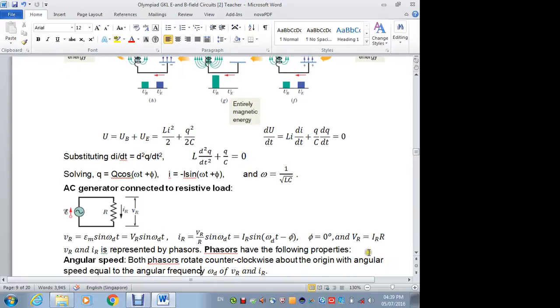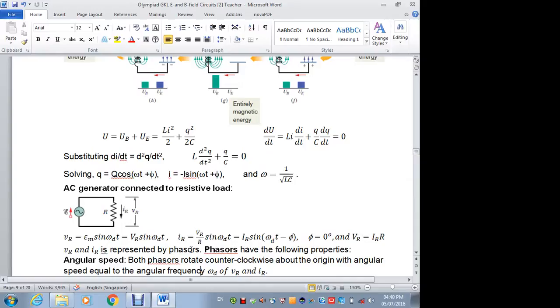So VR and IR. Now, it's very useful to represent them by phasors. Because if you draw phasors, then at one look you will know what's happening, and it's very easy to find the phase angle between the current and the voltage. Phasors are just arrows with a constant magnitude, rotating about the origin. So the phasor diagram is very useful in electrical circuits.